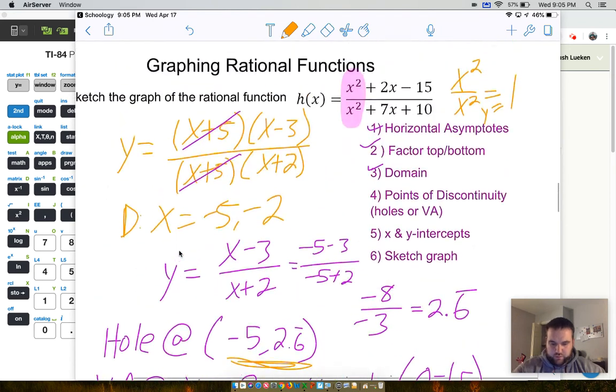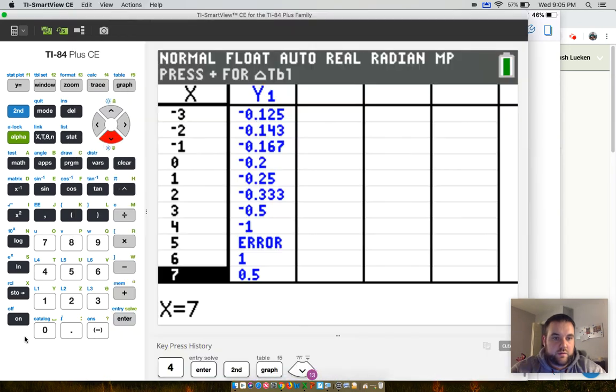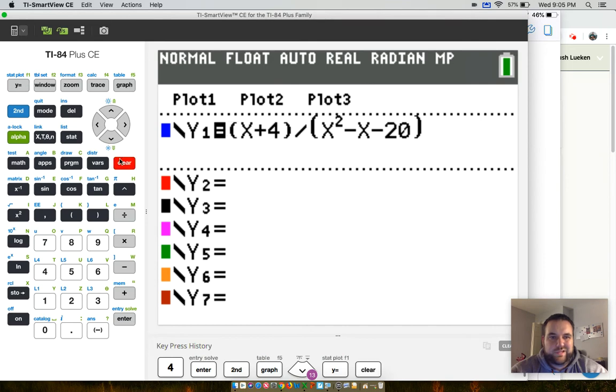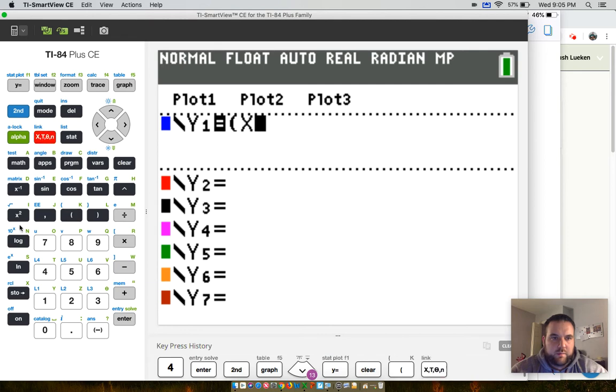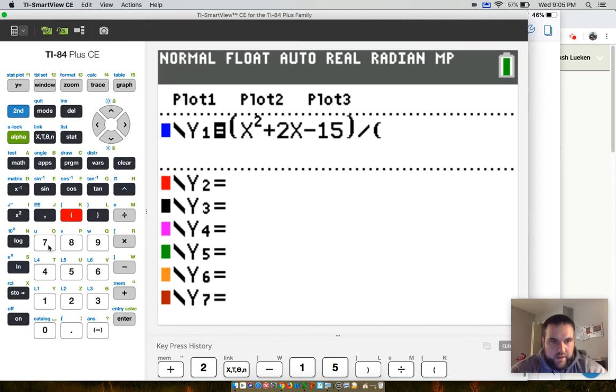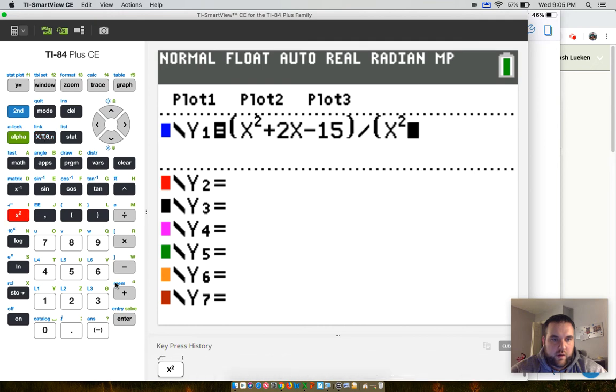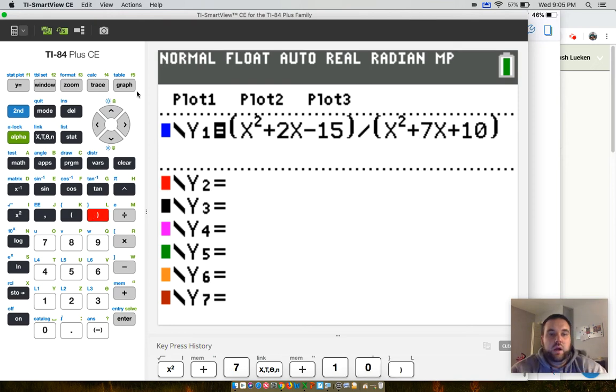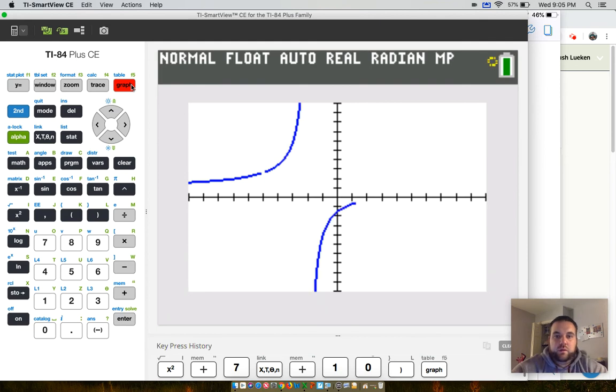What was our original? X squared plus 2x. Again, you could just type in the simplified version. I'm going to go ahead and type in the original just to confirm that the hole in the graph is where I think it is. X squared plus 2x minus 15. This is a nice way to kind of check your factoring too, to make sure you factored it right. X squared plus 7x plus 10. Okay. So I'm going to go ahead and hit graph.